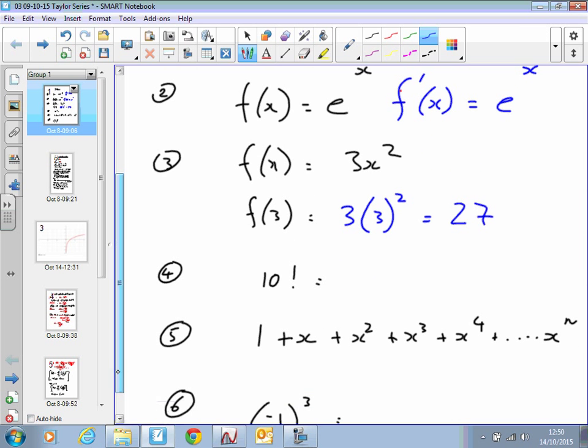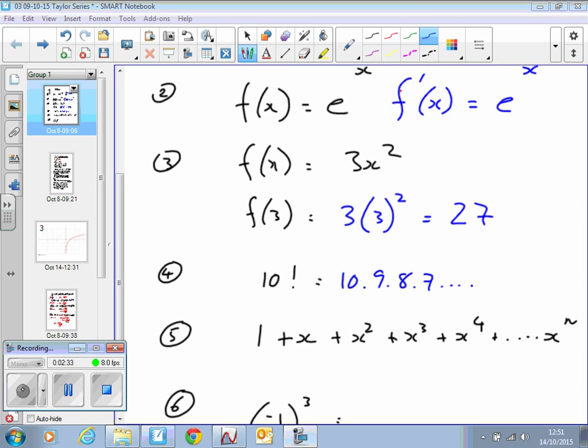Number 4, 10 factorial means 10 times 9 times 8 times 7, and so on. And so if you put that into the calculator, you'll see a button on your calculator that will actually give you 10 factorial. And it turns out to be a large number, 3,628,800.